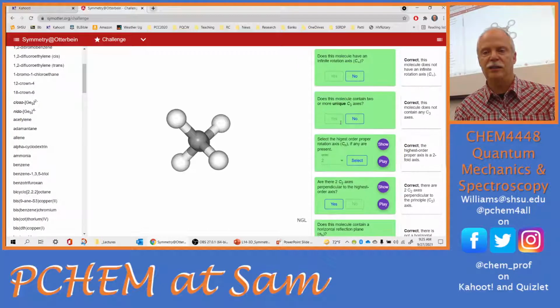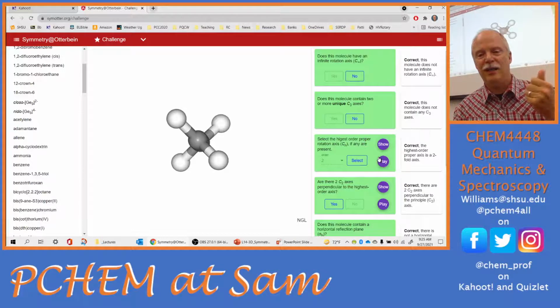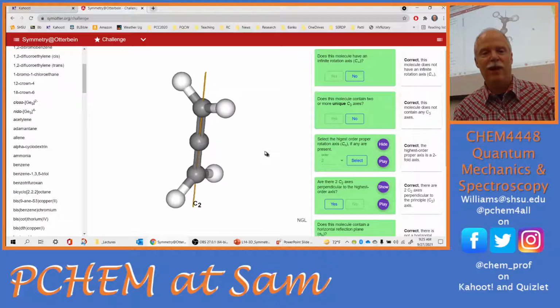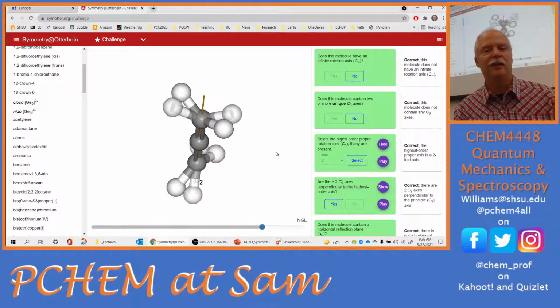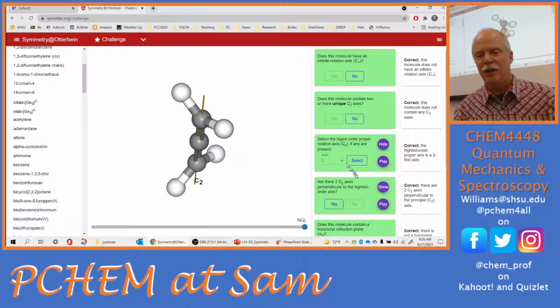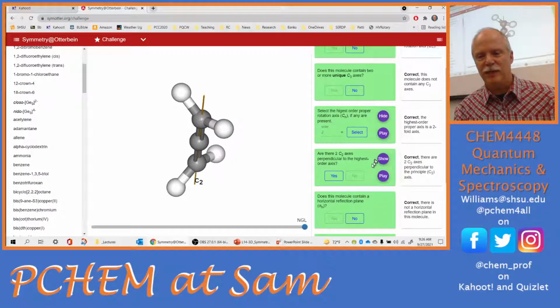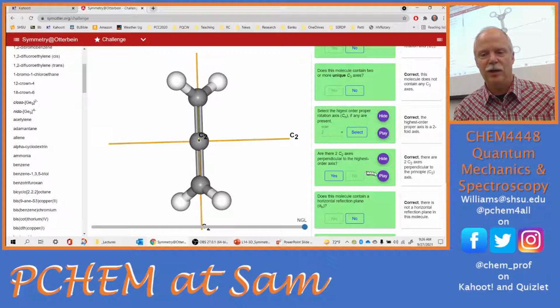If we check answers, they're all green because we got them correct. But look here, we can get to this, and it says select the highest order rotation axis. So show it. Well, we got it right. That was the C2. We could hit play, and it will rotate it. So you check your answers and see if you were seeing it correctly. Let's come down here and pick these 90-degree or perpendicular C2s. We found those. We're going to hit play.